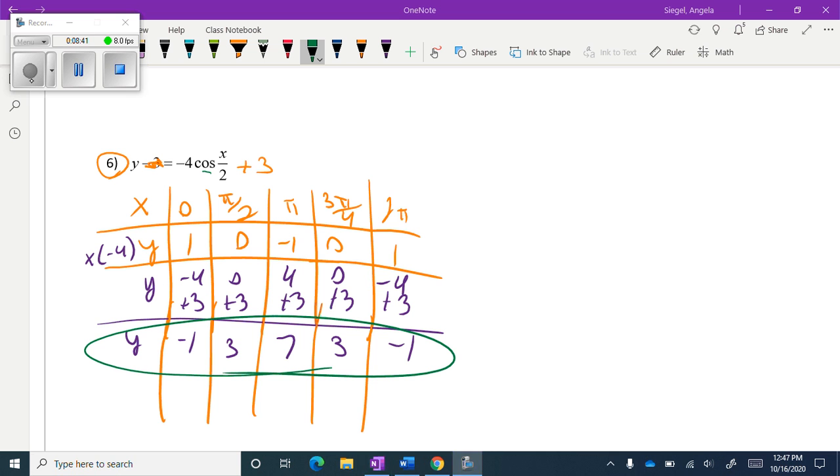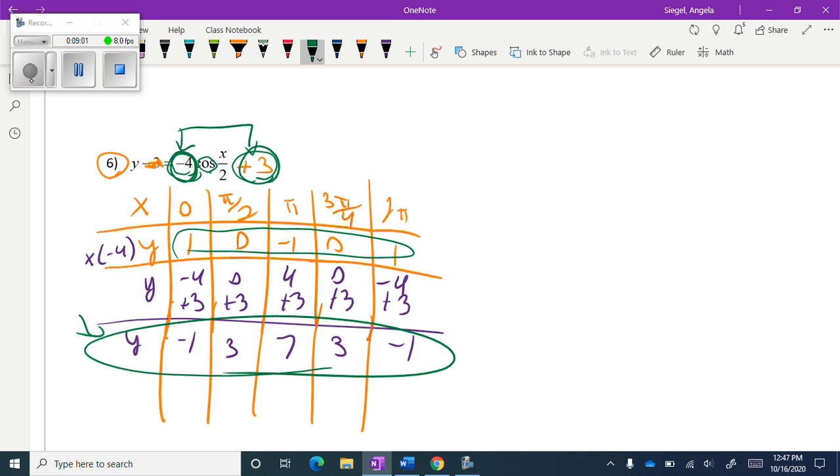Okay, so the first thing I noticed is that was cosine. So I did the 1, 0, negative 1, 0, 1. And I saw that the y value was affected by 2 things. So I needed to multiply by negative 4, and I needed to add 3. So you do the negative 4 first, and then the add 3. So I'm done with my y values.